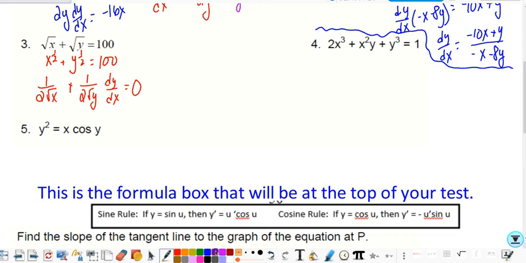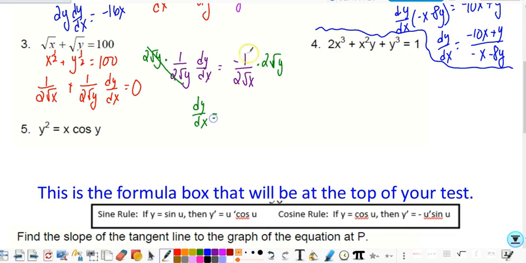Derivative of 100 is 0. I'm going to subtract 1 over 2 root x to the right. To isolate dy dx, I'm going to multiply by 2 over root y. I'm sorry, 2 times root y. Sheesh. So I've got negative 1 times 2 root y over 2 root x. The 2's can divide. And there's our final answer.